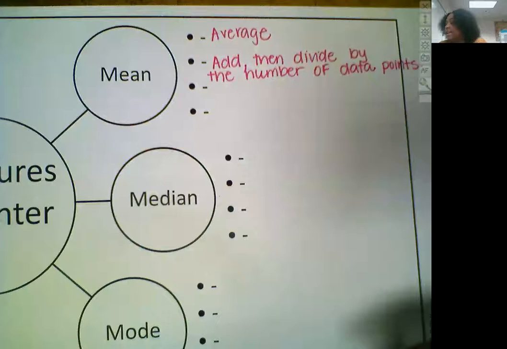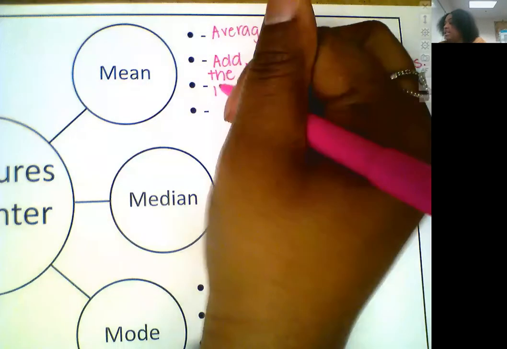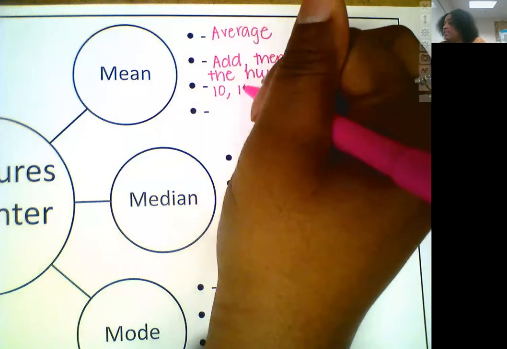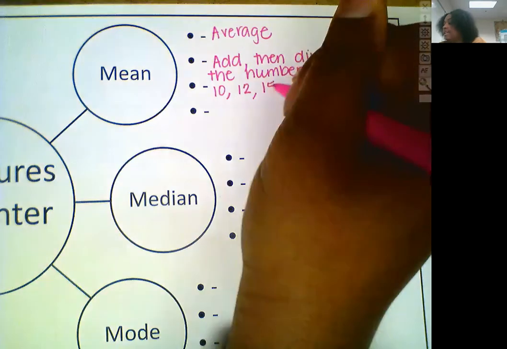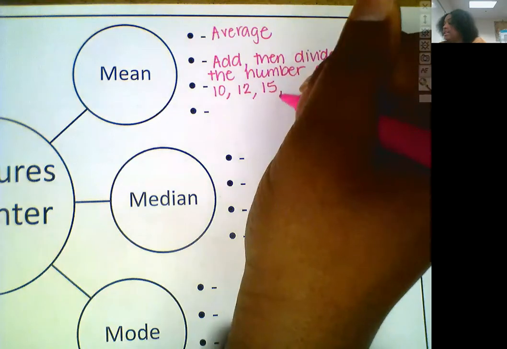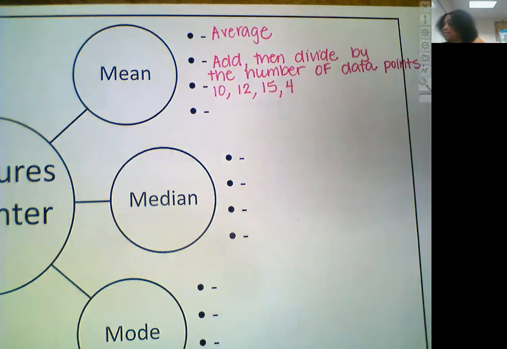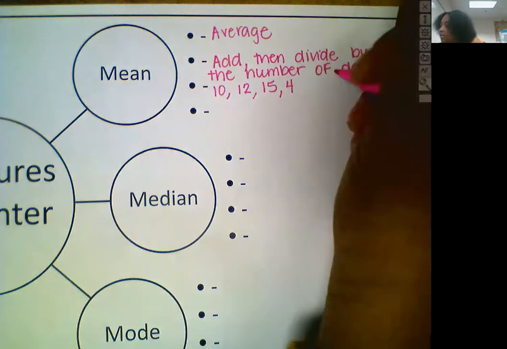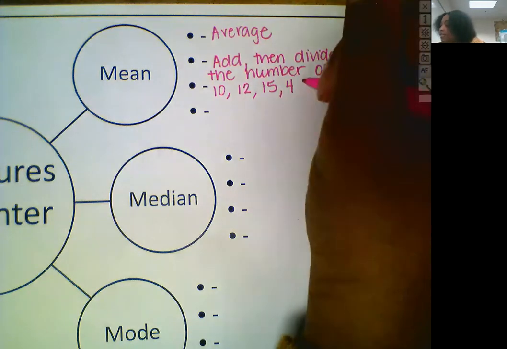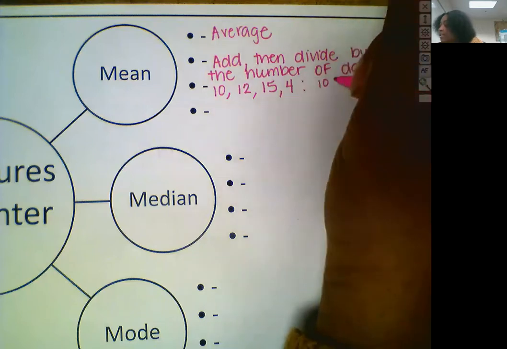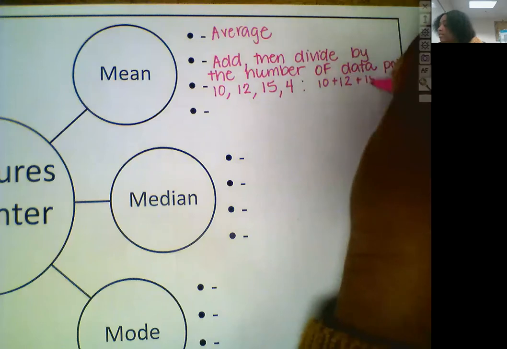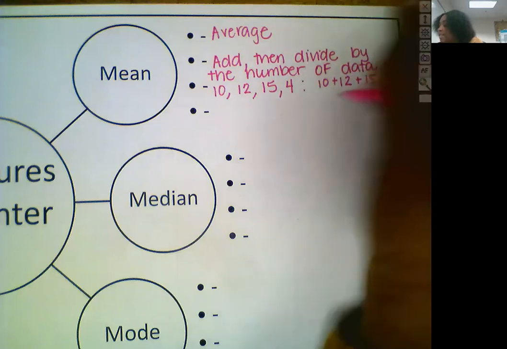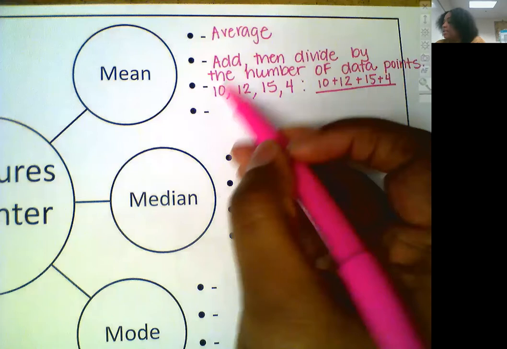All right, so let's say I have the numbers 10, 12, 15, and 4. So the first thing I'm going to do is I'm going to add 10 plus 12 plus 15 plus 4. And then I'm going to divide by 1, 2, 3, 4.